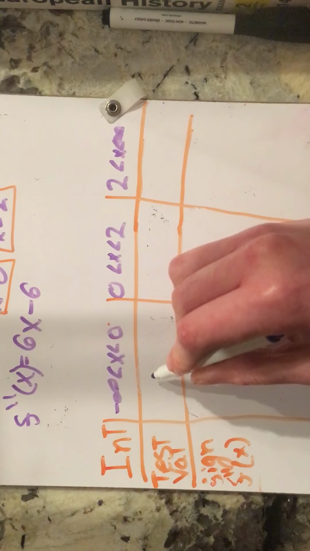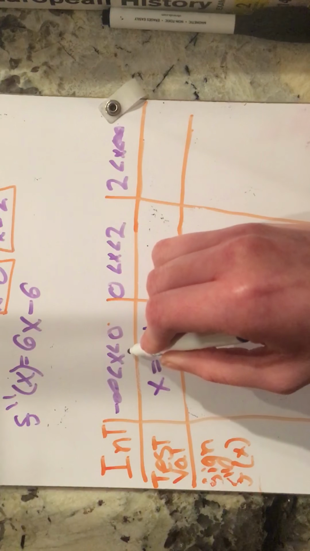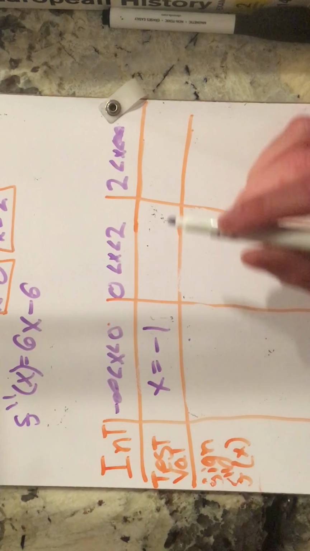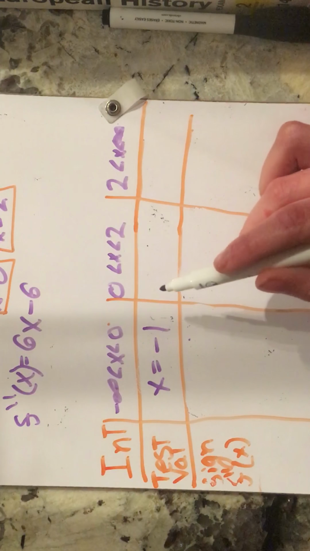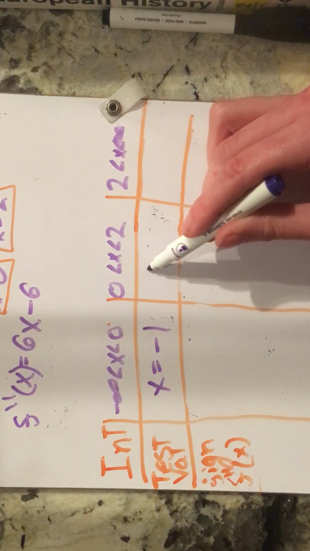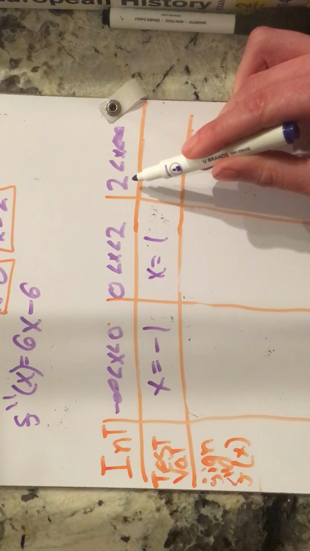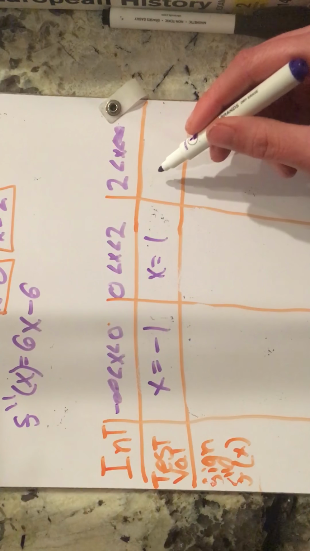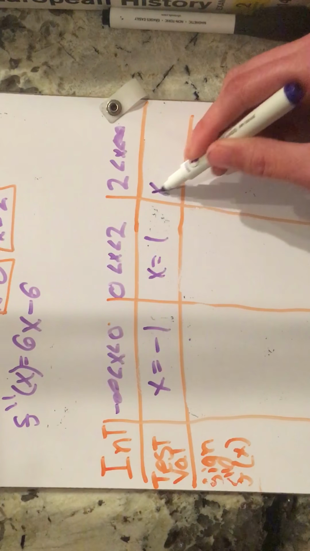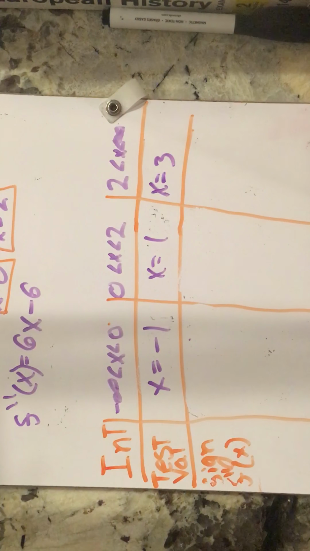So I'm going to use x equal to -1 because that's going toward negative infinity and it's less than 0. For bigger than 0 and less than 2, we can use 1. And then bigger than 2 but less than infinity, which is any number above 2, I'm just going to use 3. Okay, and then we have to find the sign.